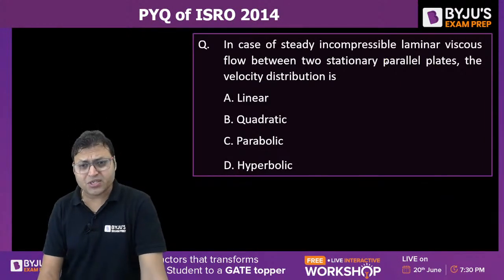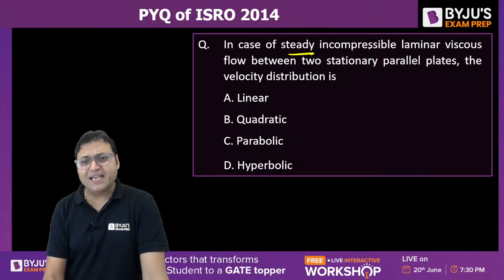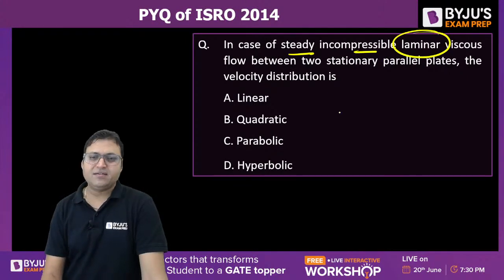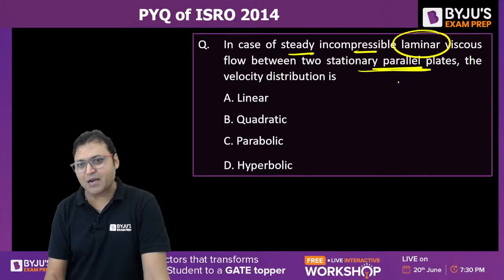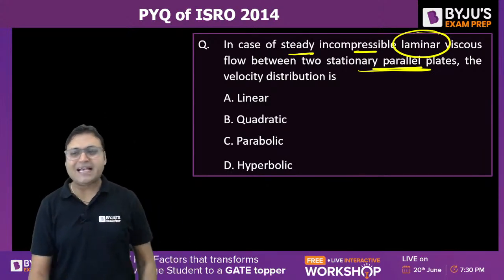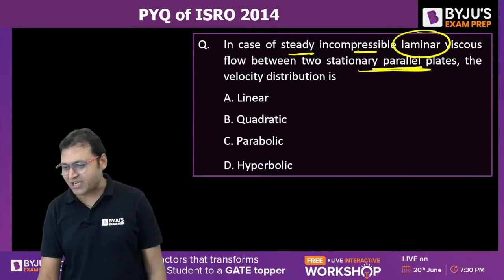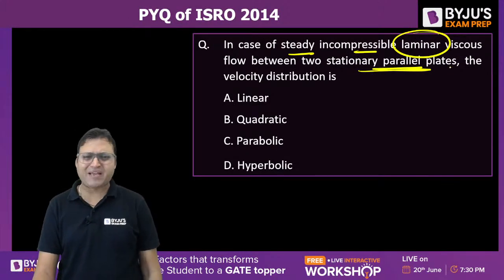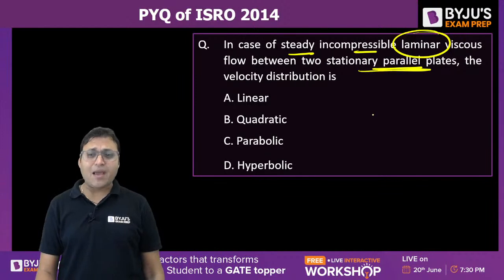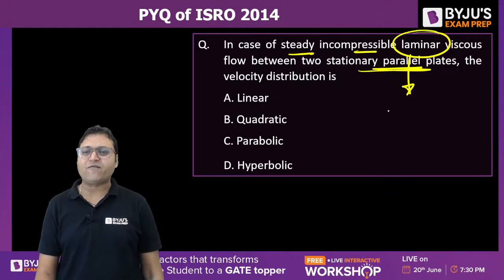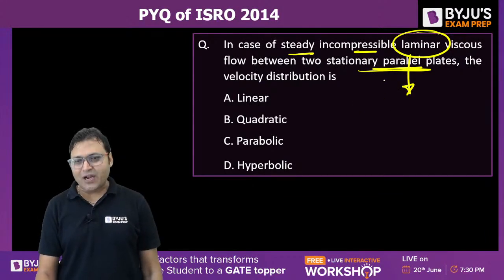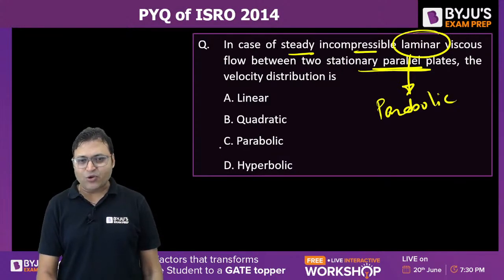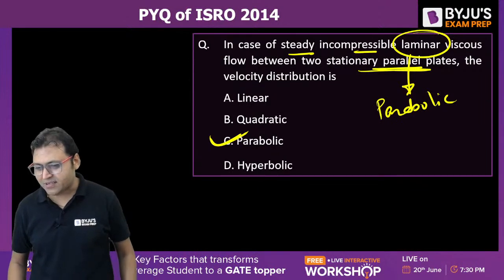What is the answer to this question? When the flow is steady, incompressible and laminar between two stationary parallel plates, we can call it Poiseuille flow. What is the nature of the velocity distribution? Whether there is laminar flow in a pipe or laminar flow between parallel plates, the velocity profile is parabolic.